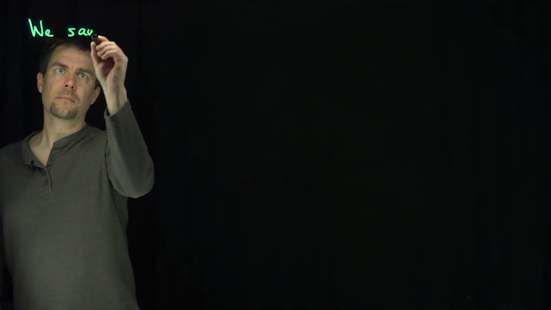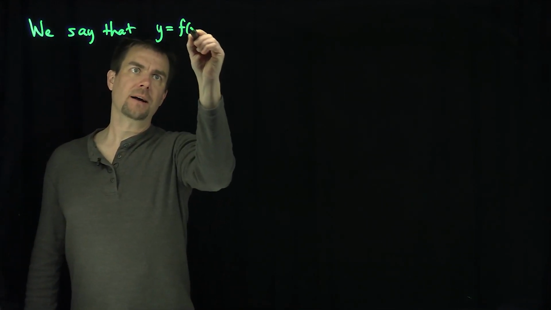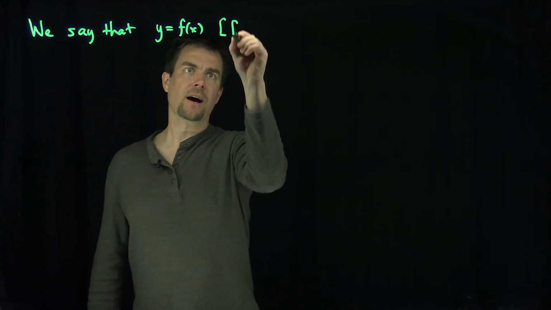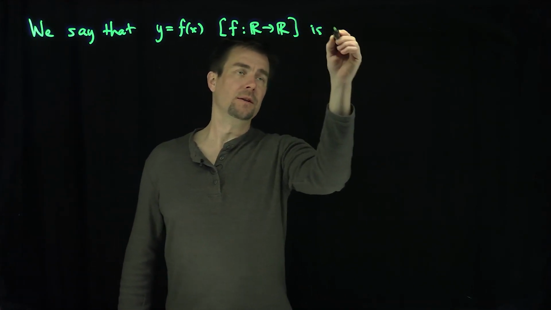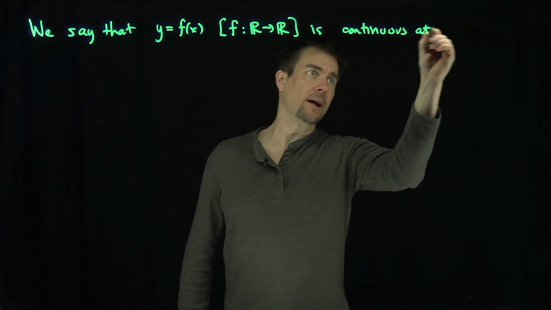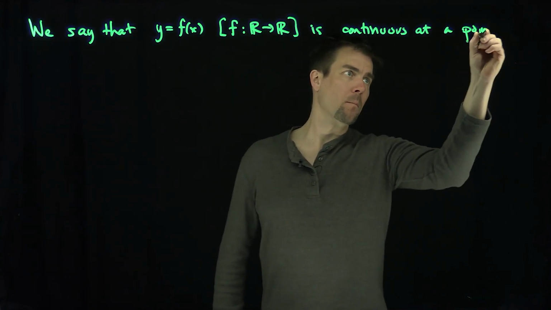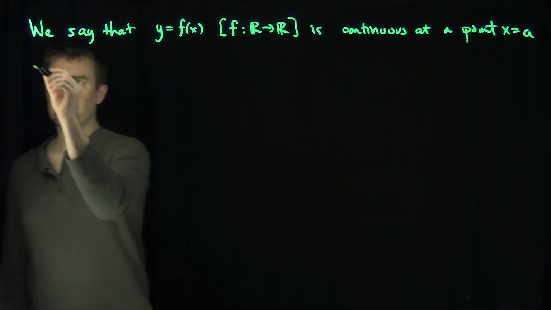Hello students, in this video we'll introduce the idea of continuity of a real valued function at a point. We say that y equals f of x, which is a mapping f maps R to R, a real valued function, is continuous at a point x equals a if three things are true.